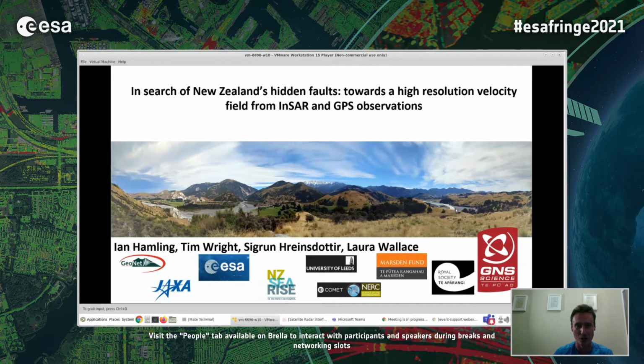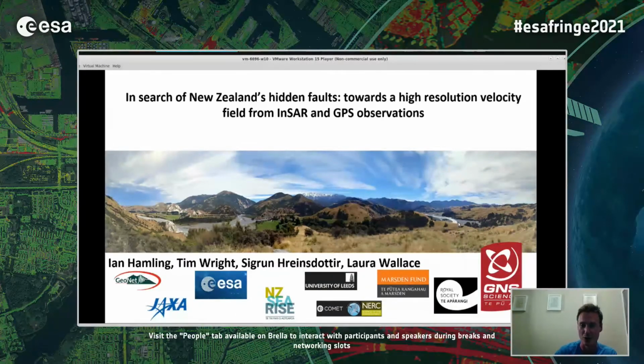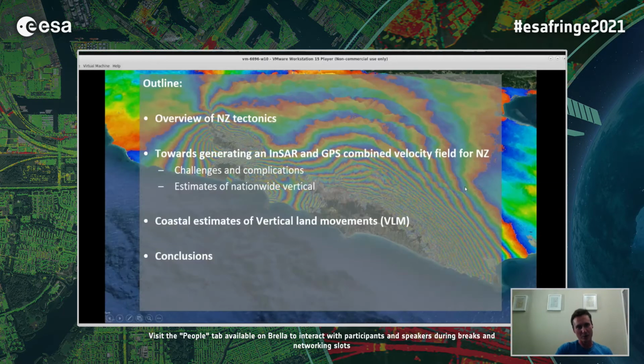And look at how to build a vertical deformation map for the country, and then trying to link that and pull out the coastal vertical land movements, which we're starting to try and feed into the next generation of sea level rise projections. So more or less, that's exactly what I've just said, and so I can move straight on.